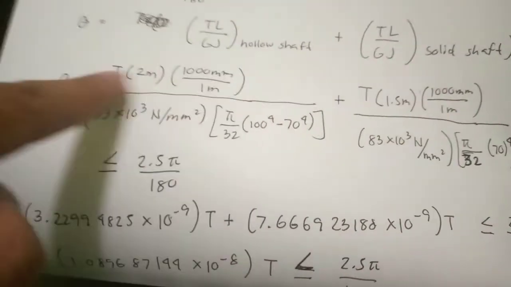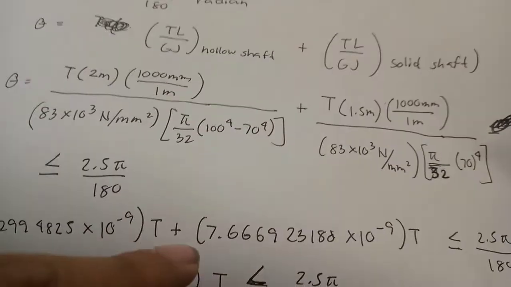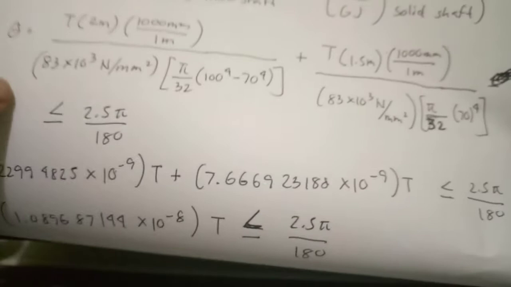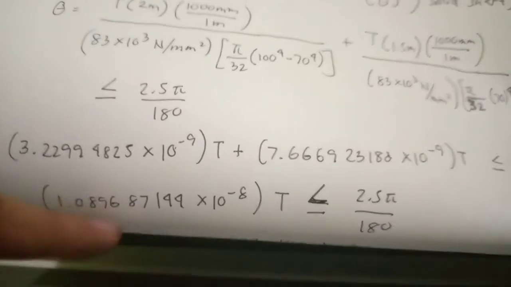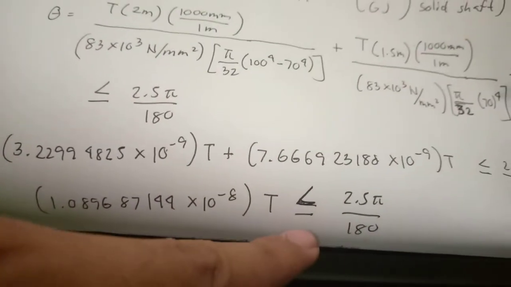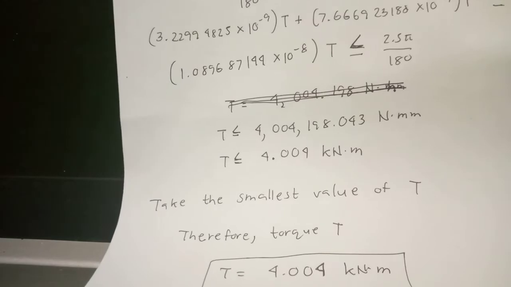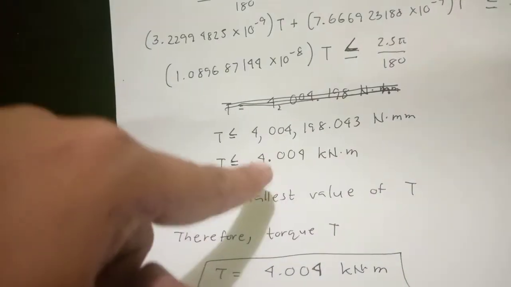So for the hollow shaft, we get 3.22994825 times 10 to the negative 9 T. And for the solid shaft, I get 7.6669 23188 times 10 to the negative 9 T. I equate the sum to the value of theta, the angle of twist. I add these two, so I get this formula and equate it to 2.5 pi over 180. What I get is that the torque should be less than 4,198,000.043 Newton mm.